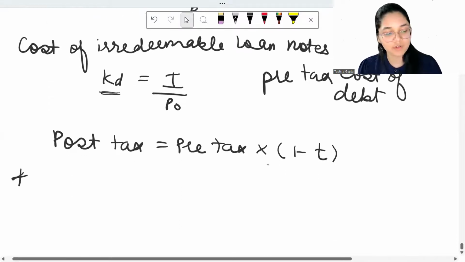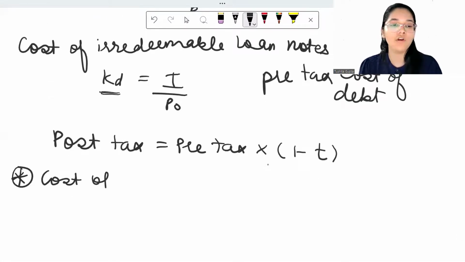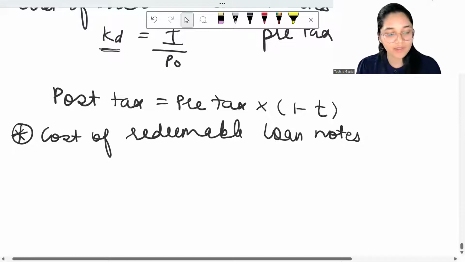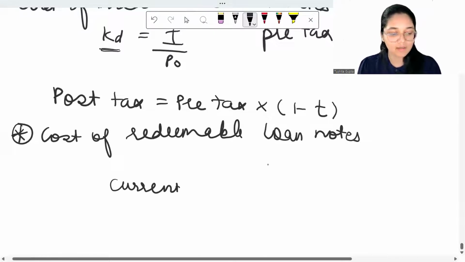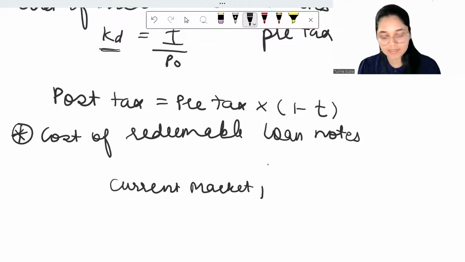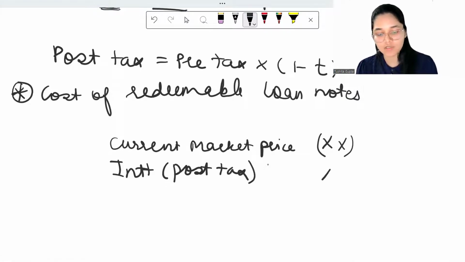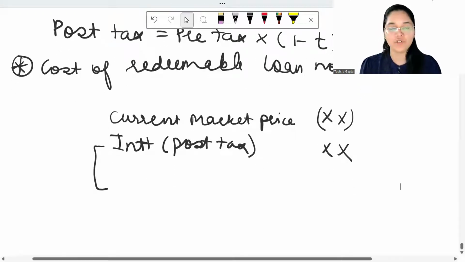Now the next thing that we are going to talk about is going to be the cost of redeemable loan note. So if you have a redeemable loan note, how do you work out the cost for the same? It's a very simple thing. You just have to take out the IRR. IRR of what? Number one, you will take the current market price, and then you take it as a negative figure over here. And then for the further calculations, you're going to take the interest, and this interest is supposed to be the post-tax interest. This always comes in positive figures. And then for all of the years that you have interest, make sure that you charge it for that.